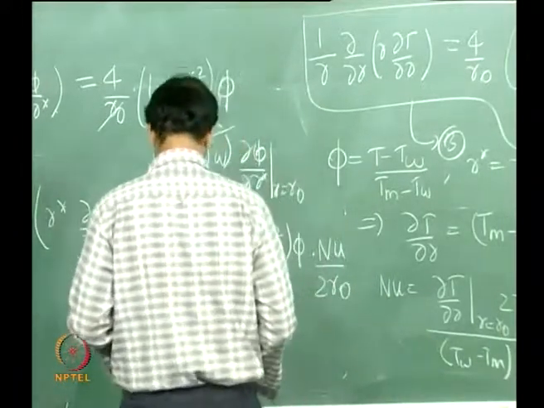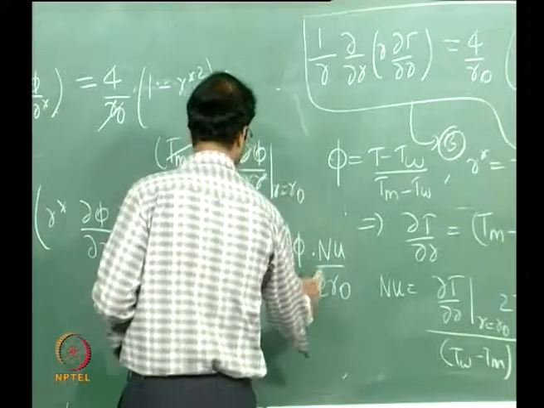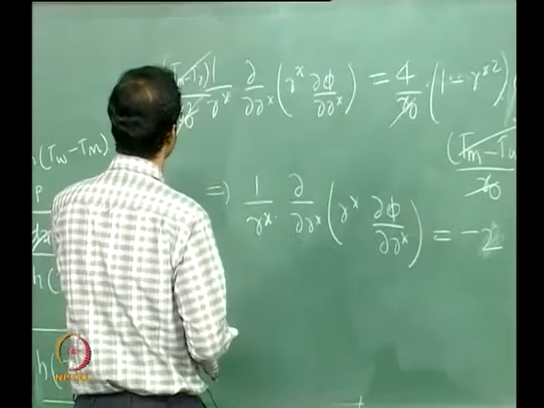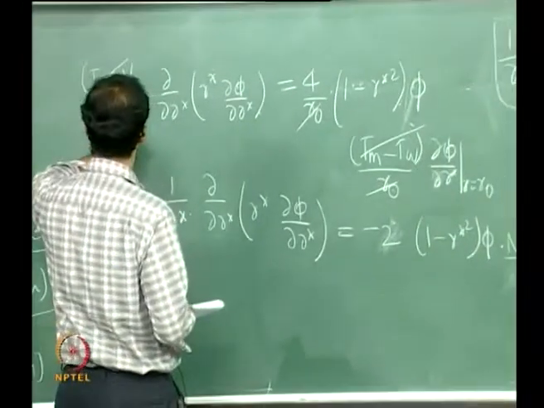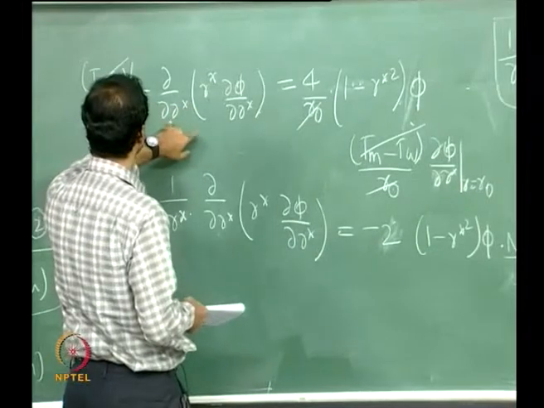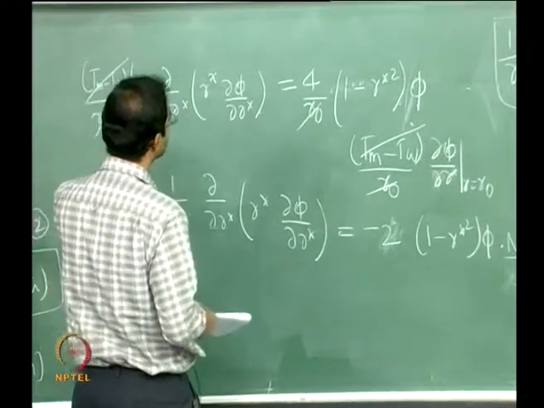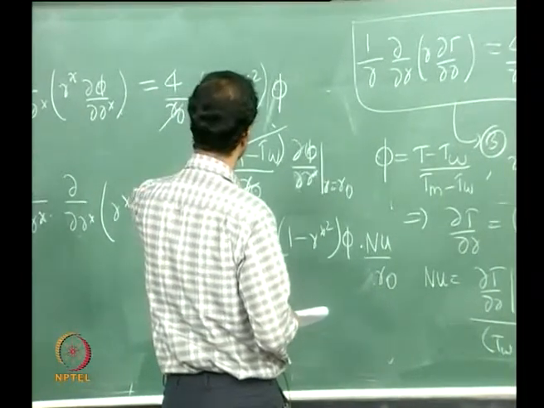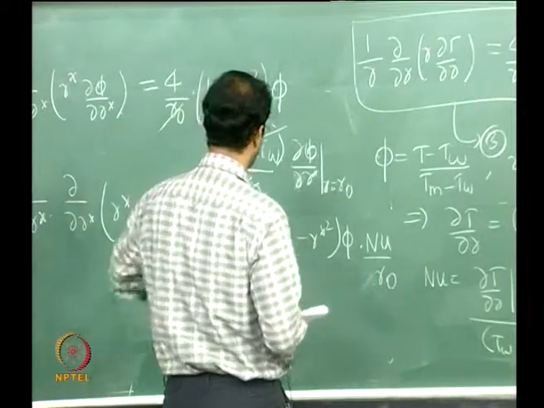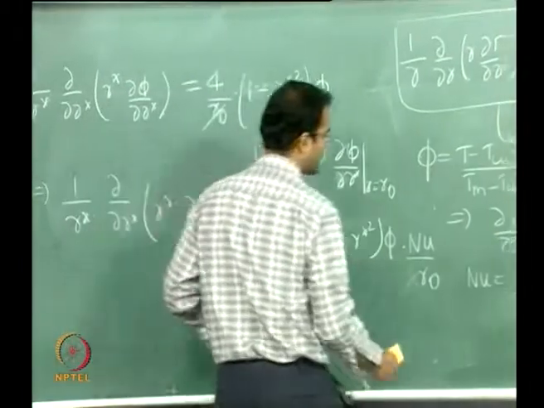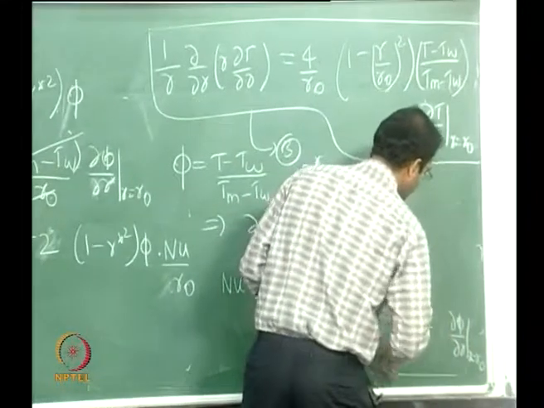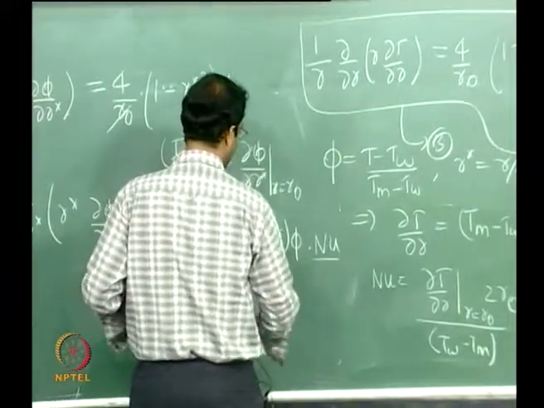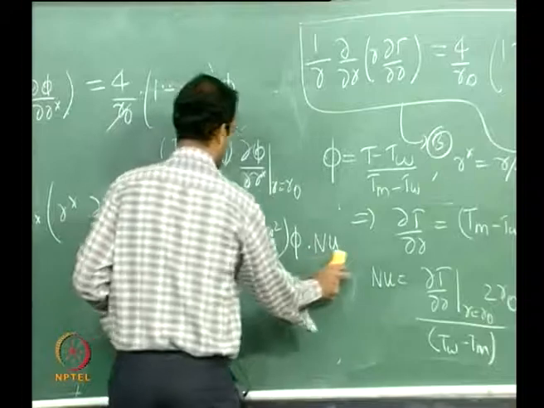So there is a factor of r naught which somewhere I have to cancel. This r naught here cancels, this is r naught square, and on this side, oh okay, I think yes, I can write this as d phi by dr star, you are right. So this is already d phi by dr star, so therefore this will be in terms of the Nusselt number.